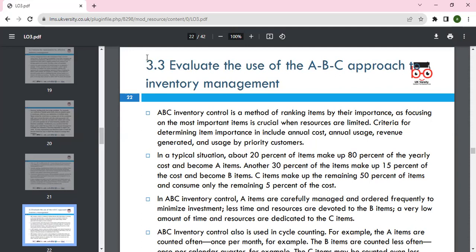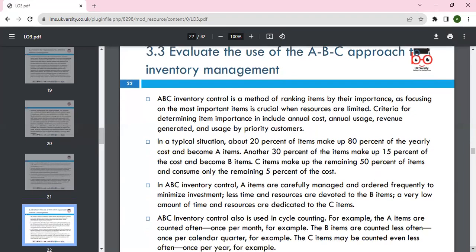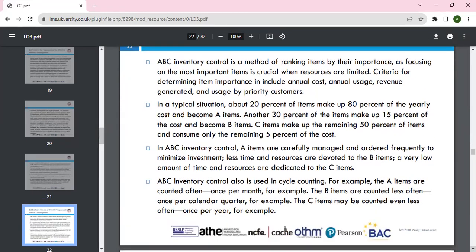So we always look at activities and manage accordingly. A items are carefully managed and ordered frequently to minimize the investment, and less time and fewer resources are devoted to B items with very low amounts. We can prioritize by looking at items with high and low values, and with ABC inventory control, cycle counting is used. A items are counted often per month, B items are counted less often, and C items are counted by calendar.